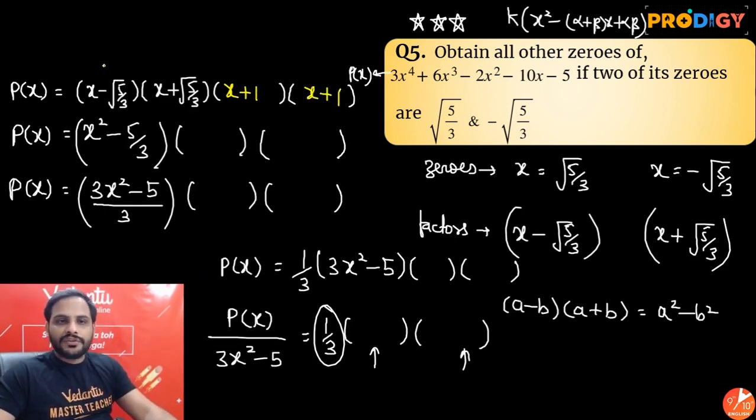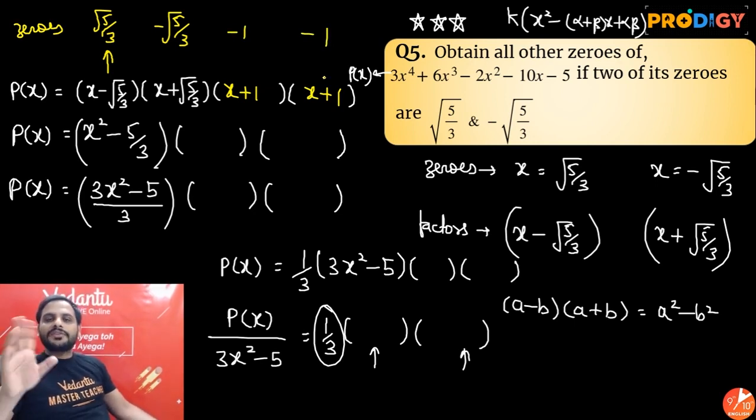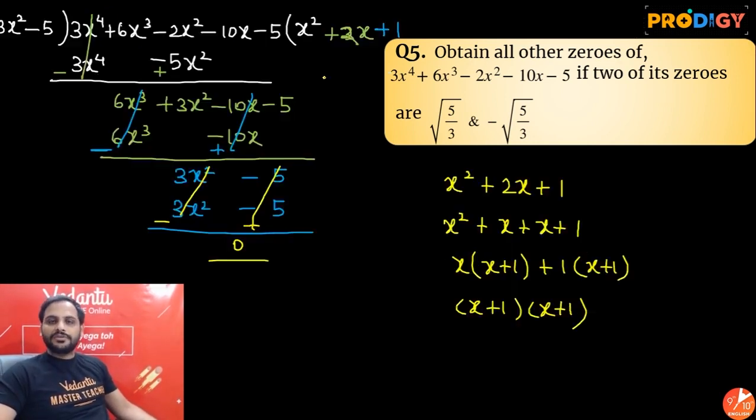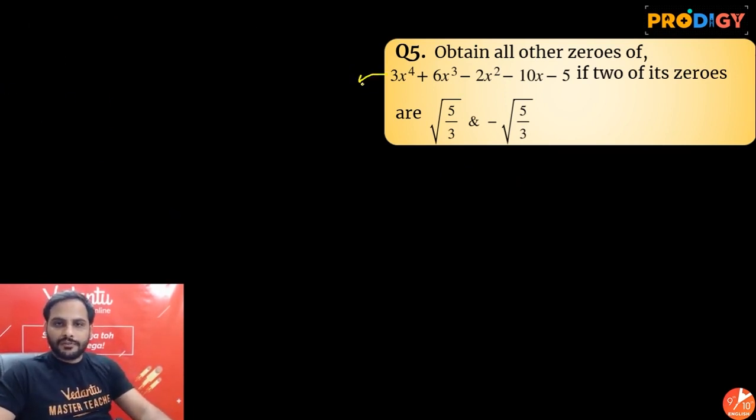So the remaining two zeros, from here we know the zeros. Here it is root 5 by 3. Here it is minus of root 5 by 3. From here x is equal to minus 1, here minus 1. So two zeros are the same here. The remaining two zeros are exactly the same. So I can say the factorization of this polynomial p(x).